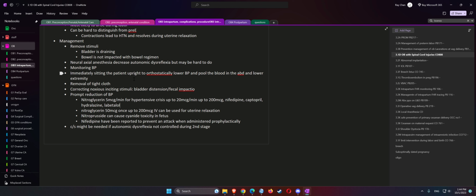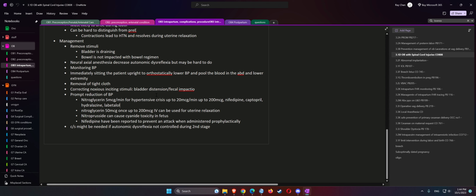Right. So even though they don't feel pain, you're still supposed to give them an epidural because that helps with the hypertension. Relaxation. Yeah, the hypertension that's caused by the lower body. And then you can also use nitroglycerin for the hypertension.